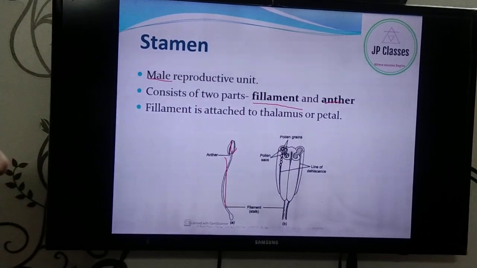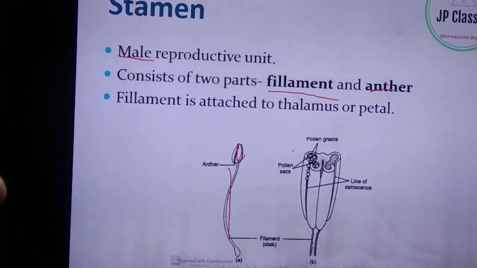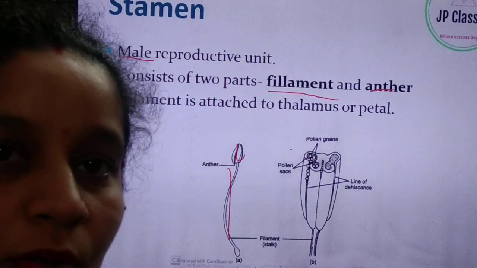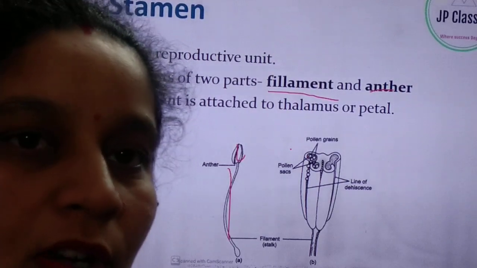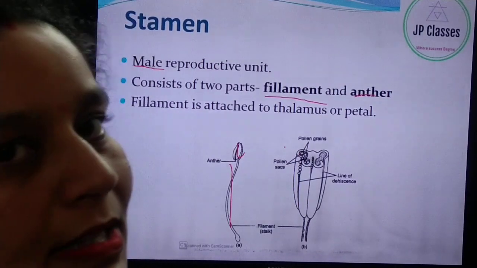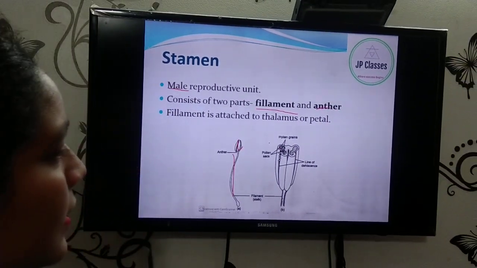So this is your line of dehiscence. What is the line of dehiscence? The line at which, when they get mature, the humidity will decrease, leading to a pressure on the wall, which gives rise to the opening of the pollen sac and releasing the pollen grains into the environment. So it is known as the line of dehiscence.